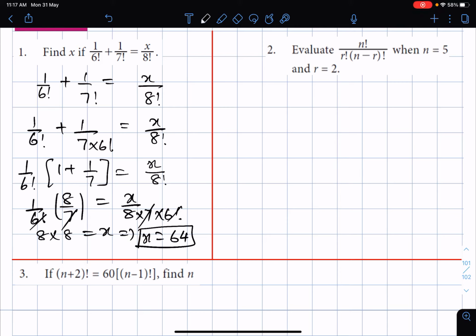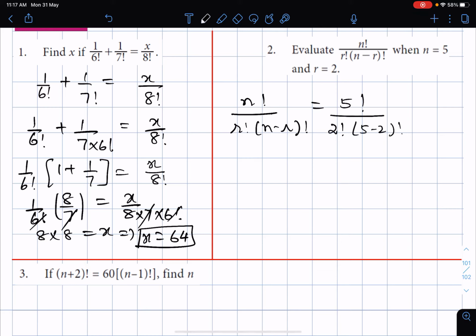Now coming to our second problem. What is our second problem? N factorial by r factorial into n minus r factorial when n is equal to 5 and r is equal to 2. So in this expression we are going to substitute the values they have given for n and r. N is actually 5 factorial and here r is actually 2 factorial into 5 minus 2 factorial. So your answer is going to be 5 factorial by 2 factorial, 5 minus 2 gives you 3 factorial.